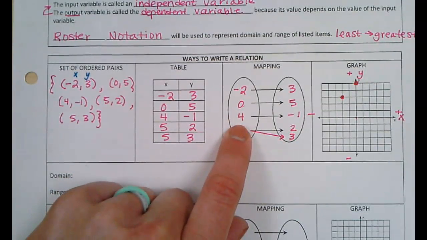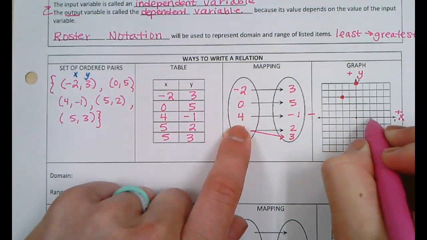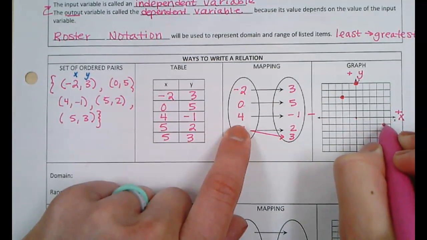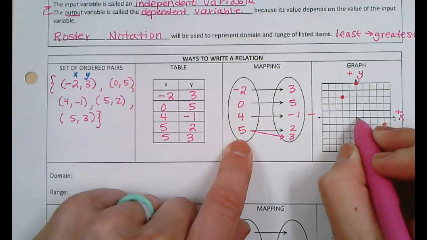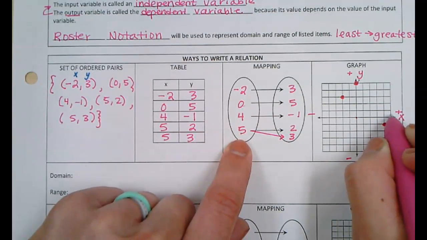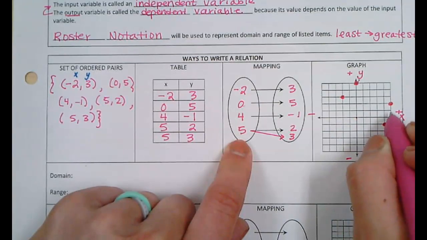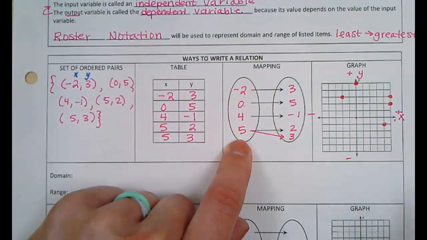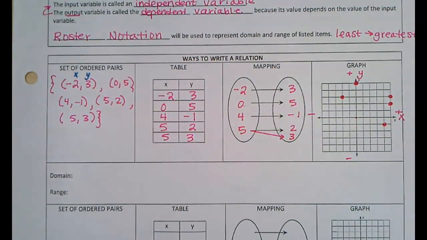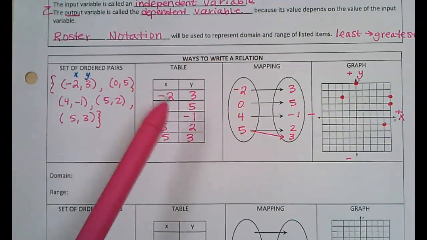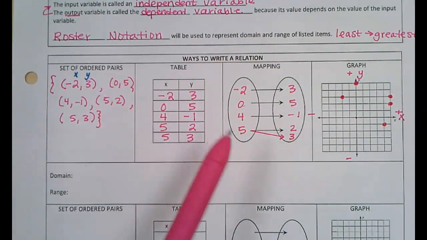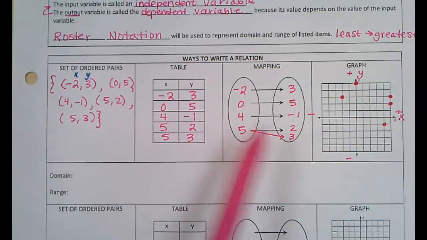The next one we have 4, -1, so we have +4 and -1. Then we have +5, +2, and +5, +3. All right, so this is a relation because this consisted of all ordered pairs that we could express as a table, a mapping, and a graph.